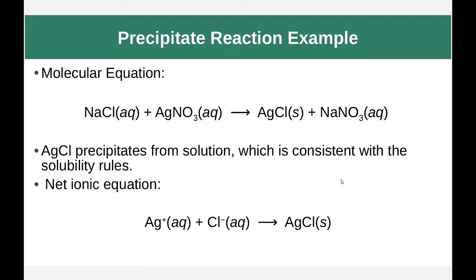Here's another example, and again, we're just going to identify which one is the solid. That's going to be our precipitate. We're going to only focus on the silver and chloride that form that precipitate as we make our net ionic equation.